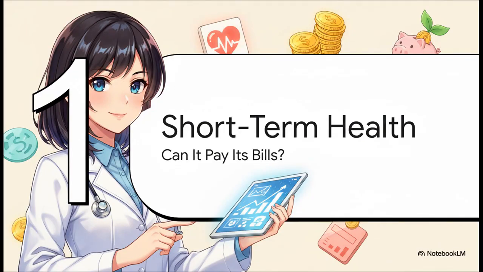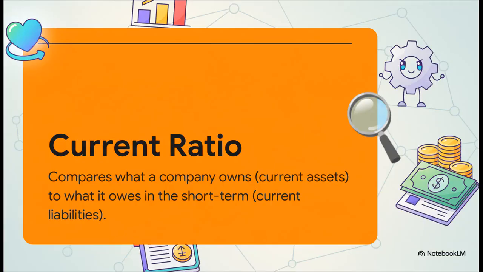So, our financial checkup is going to start with the most basic, most immediate question you could possibly ask about any business. Can it pay its bills right now, this month? We're talking about its short-term health, or what the finance pros call liquidity. And the first tool we're going to use is the current ratio.